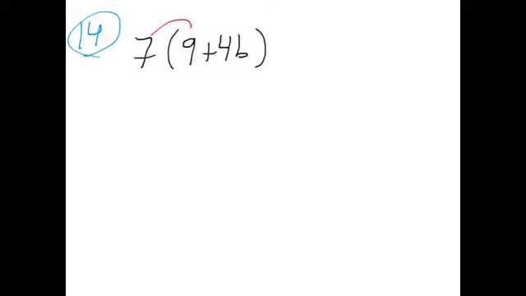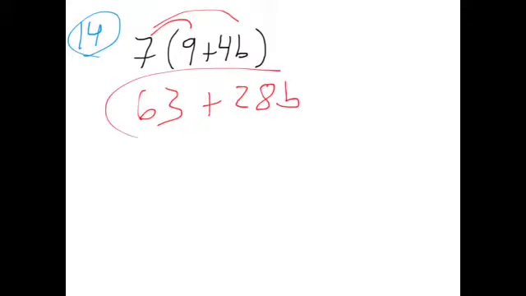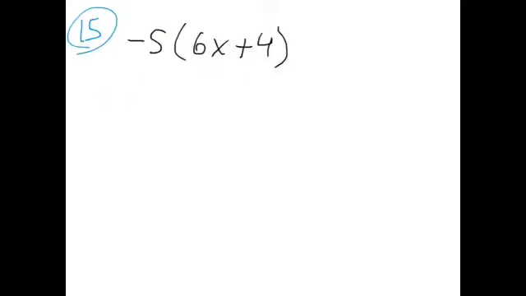On 14, again, that number up front, you just have to multiply it through. Multiply it by both of the numbers. 7 times 9 is going to give you 63. And then 7 times the 4b there is going to give you an additional 28b. And it's positive, so you're going to add it.